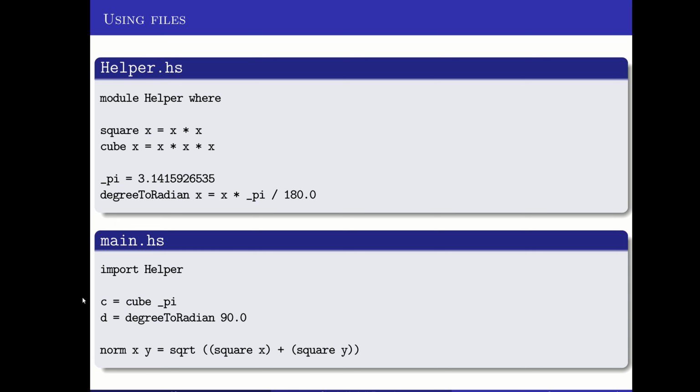So here what we've done is we've defined some new things. C equals cube pi and D equals degreeToRadian 90. And then we defined a new function using some of those functions that were defined in Helper. We don't need anything before those function names when we import like this. They just come in similar to if they were declared inside of this file.